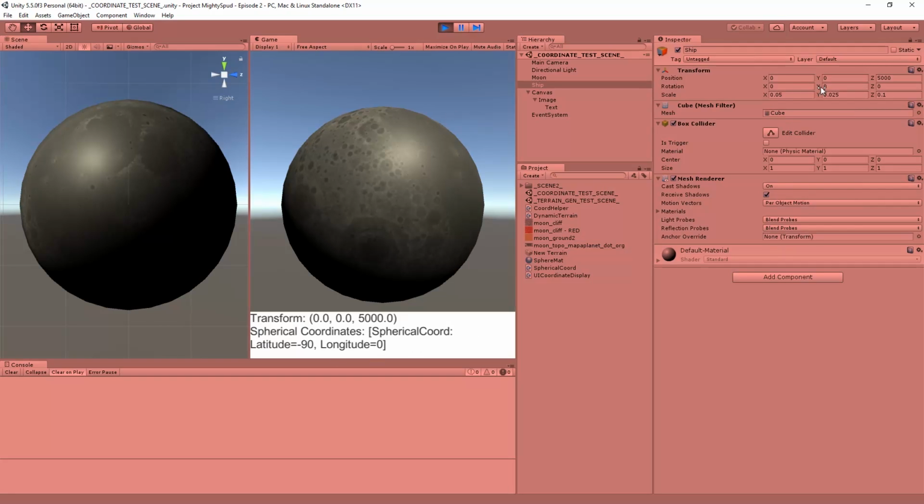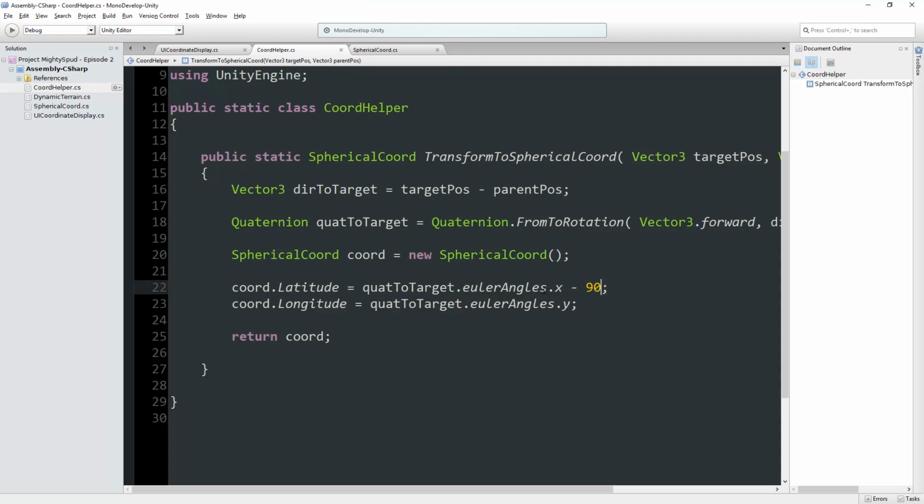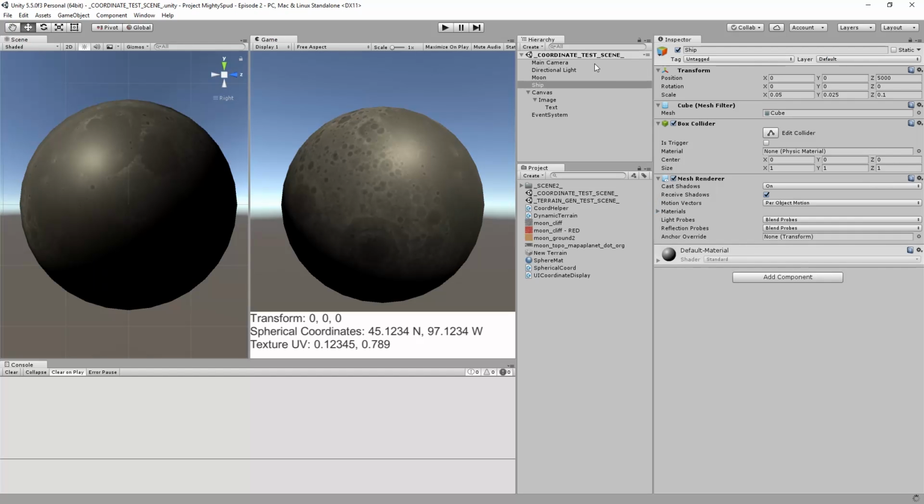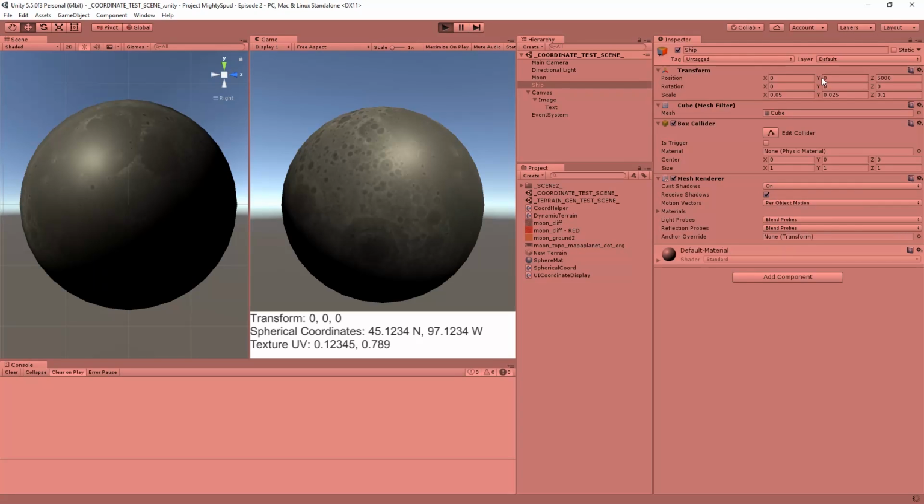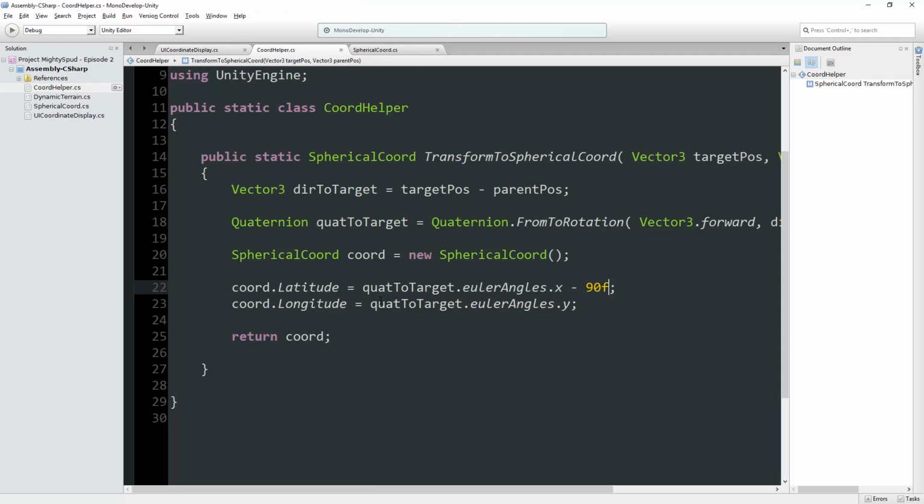Why are you stuck at minus 90? Oh, I think I was messing. I think there's a bit of a rounding error. Is it because it's not a float? I don't see why that would be. Okay, if we go negative, then it's starting to look right. No, it's not. Let me think here.